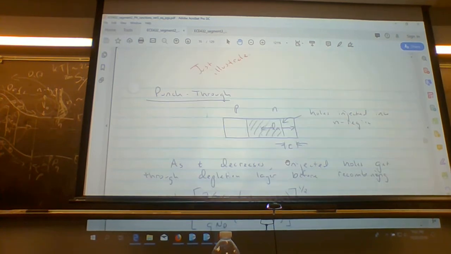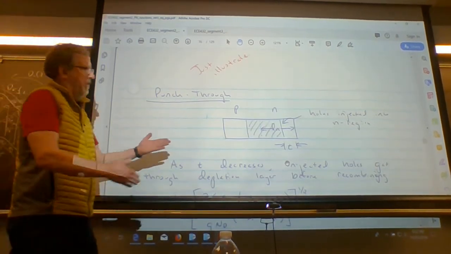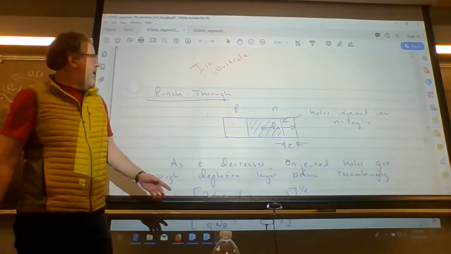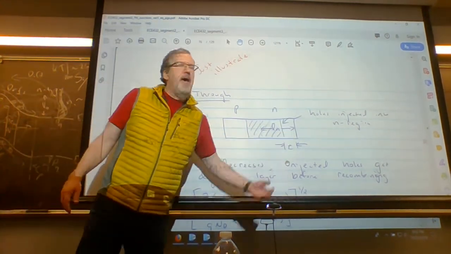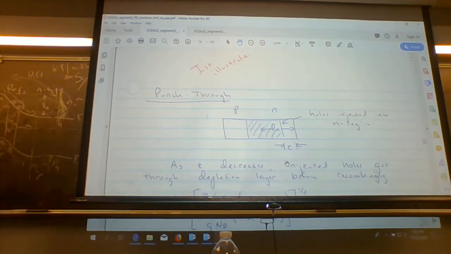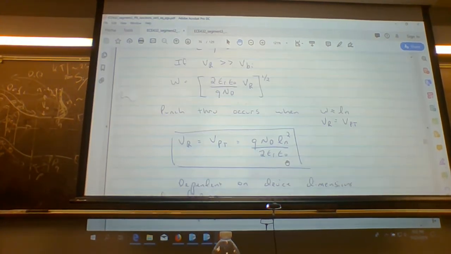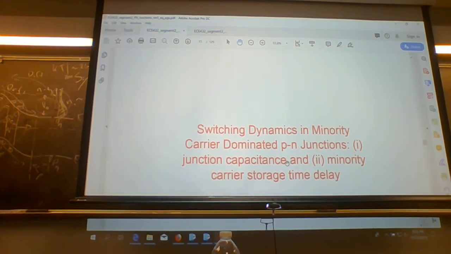Special case was I was getting into that punch through where the depletion region extends, and that led to that special case also later on where we had a short base diode or a rapid switching. What's the punch through?